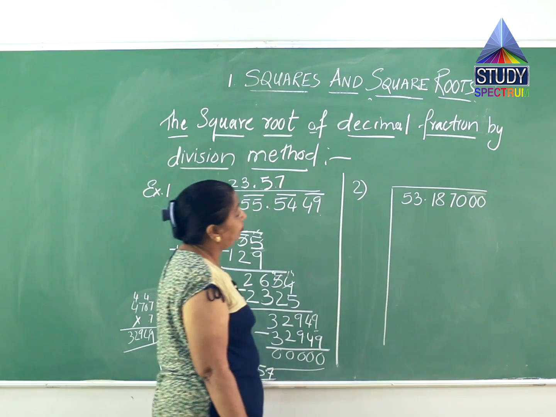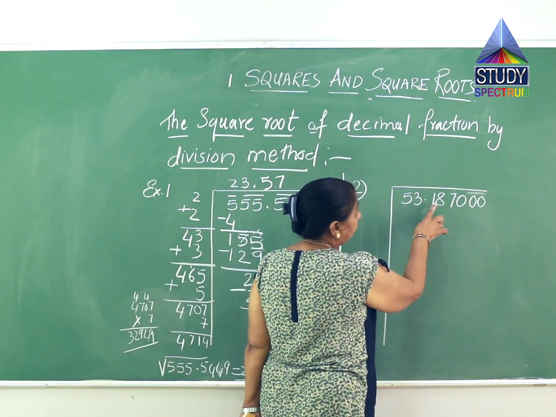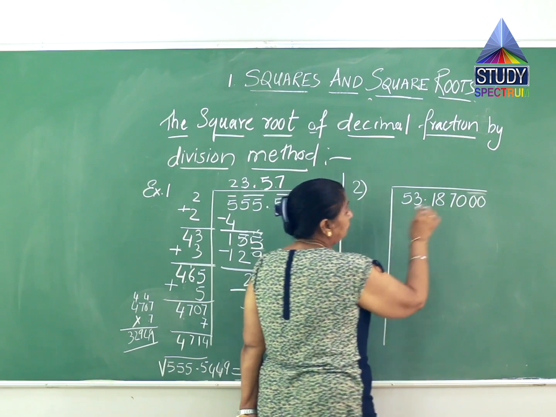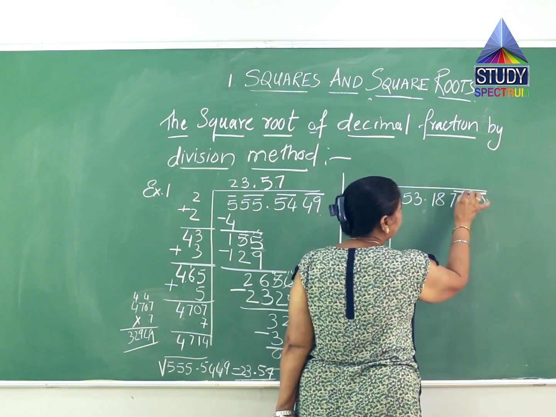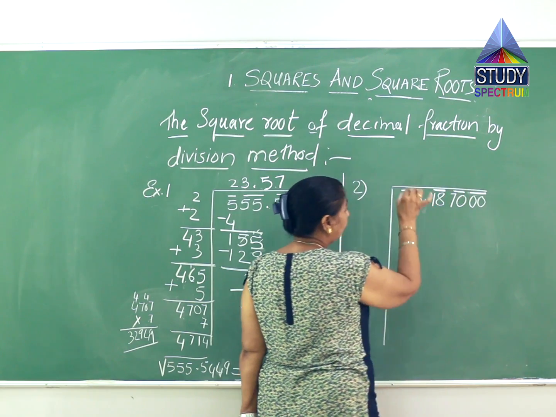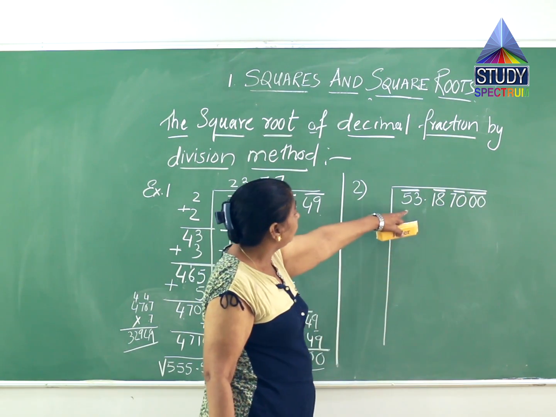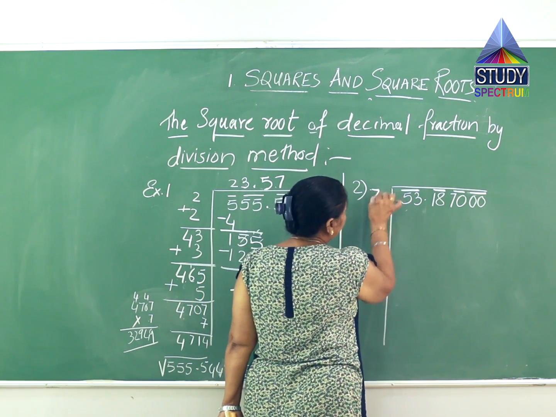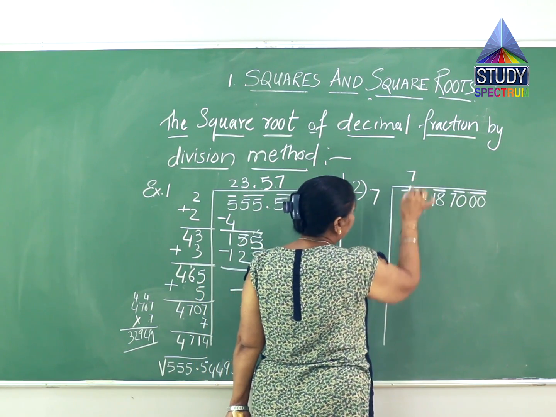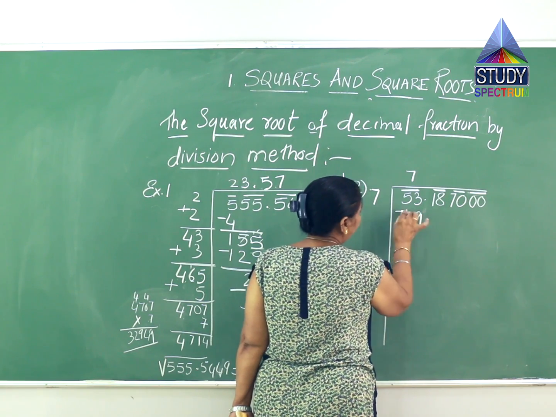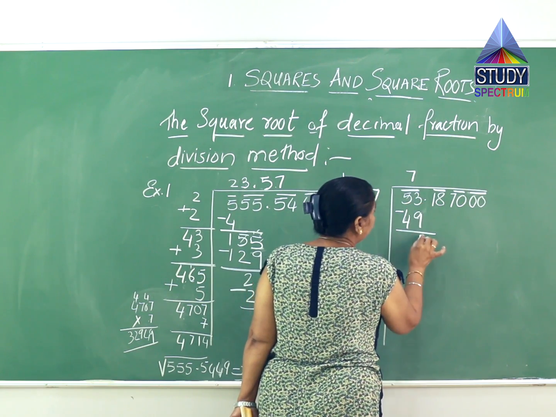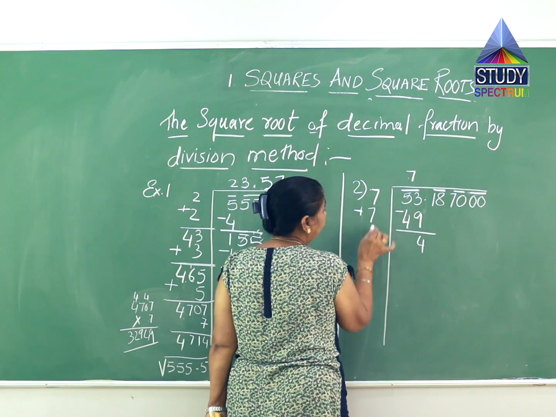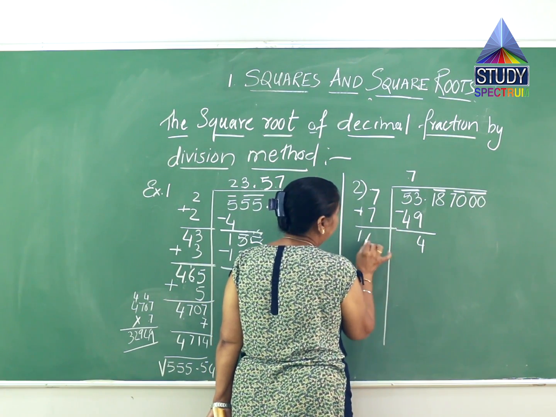Now the second example is 53.187000. To find this root, again by division method, I will make the group of 2. Now here the first group is 53. So I'll start with 7. Now 7 into 7 we know it gives us 49. So after subtracting it, it will give 4. Now add the 7 to this, that will give us 14.